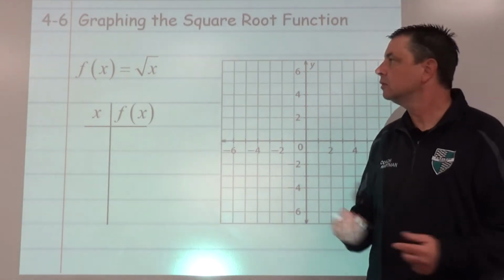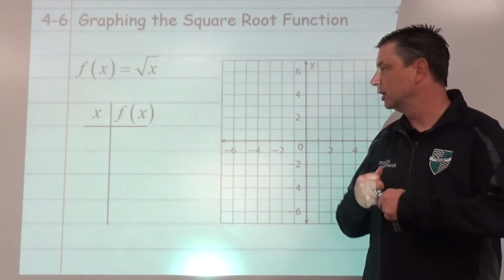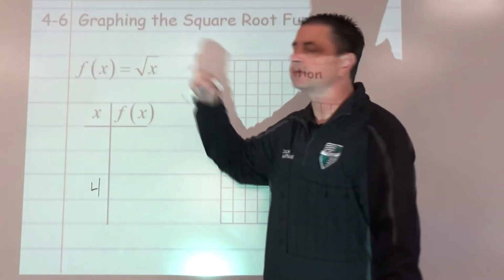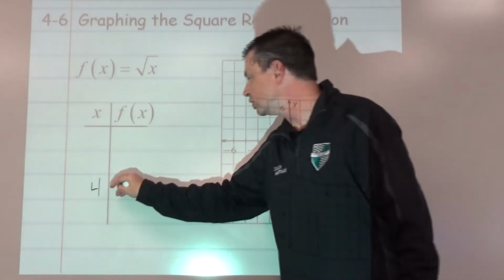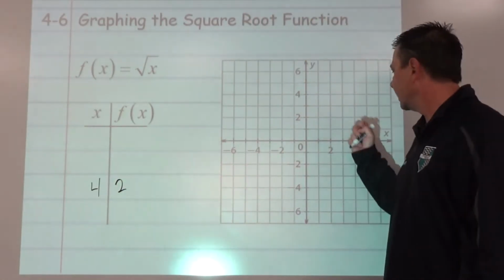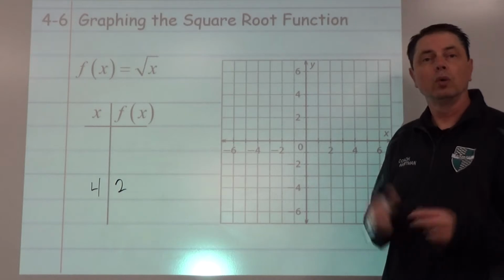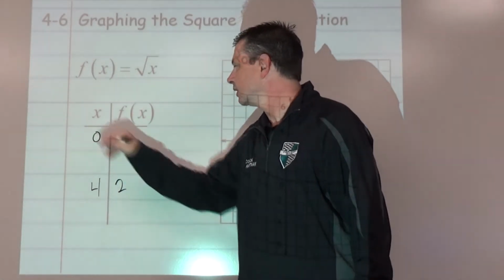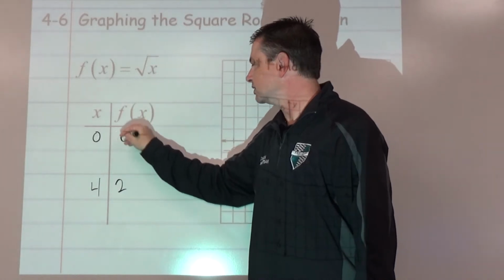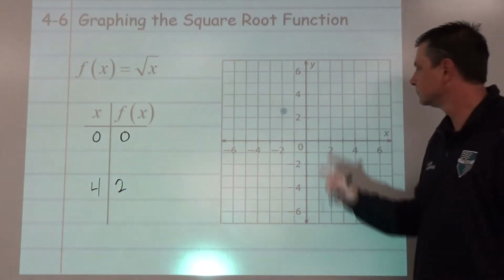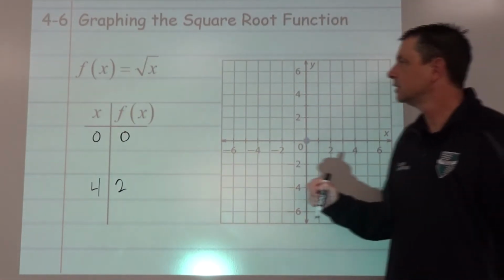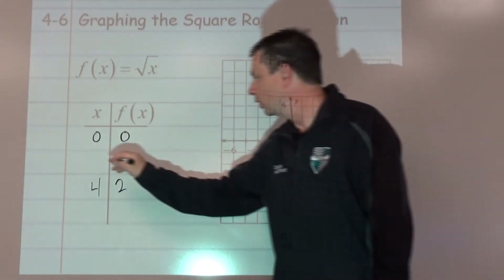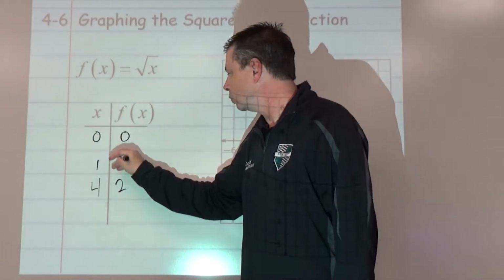And you might think, well, like 4. 4 is a good one. We could take the square root of 4. So if we substitute that in, the square root of 4 is 2. We would have a point at 4 comma 2. What else? 0 is a good one. 0, the square root of 0 is 0. Point. What else can we easily take the square root of? 1. The square root of 1 is 1.